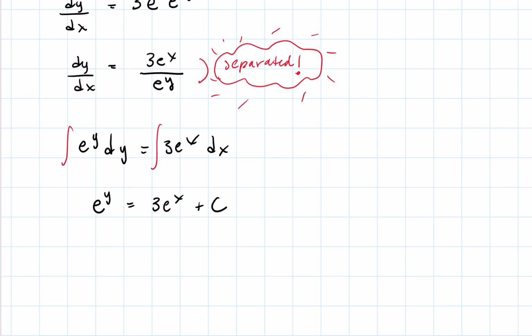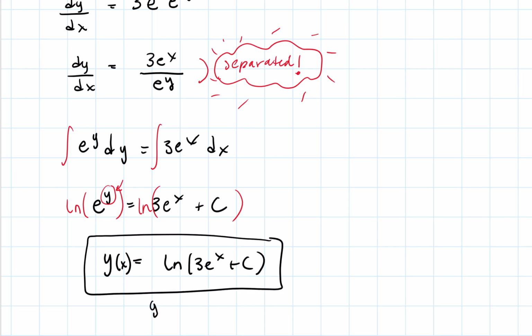So we'll just integrate both sides and we get our relationship between x and y. Now again, this right now is an implicit relationship between x and y. If I wanted to solve for y, I would have to isolate it. We can do that by taking the natural log of both sides. So we get y equals the natural log of 3e to the x plus c. And this is now a function of x. So here is our general solution, and it is an explicit relationship. y is a function of x.